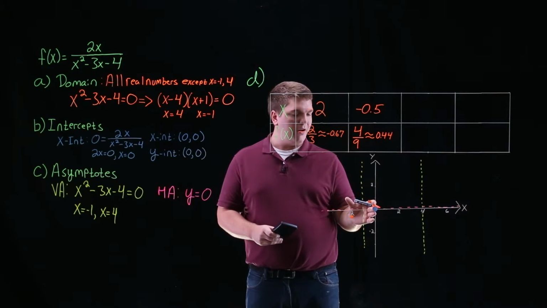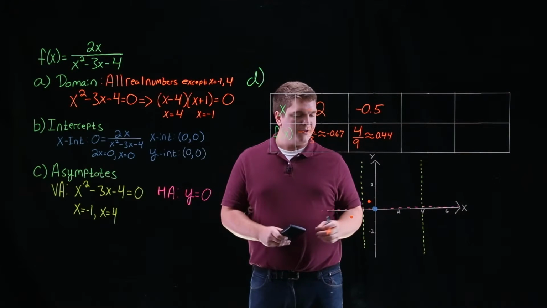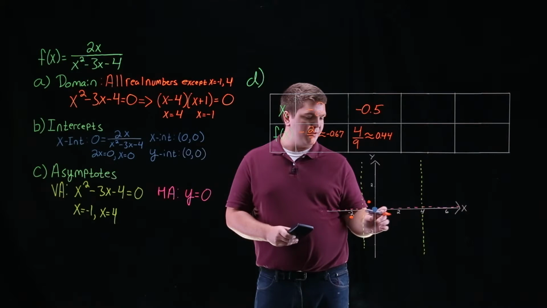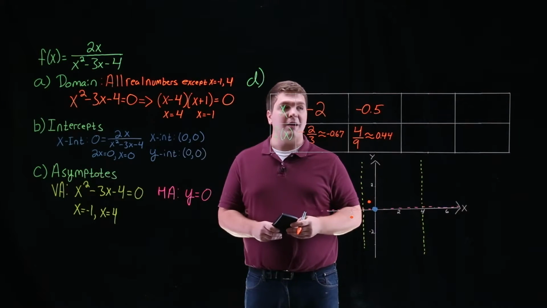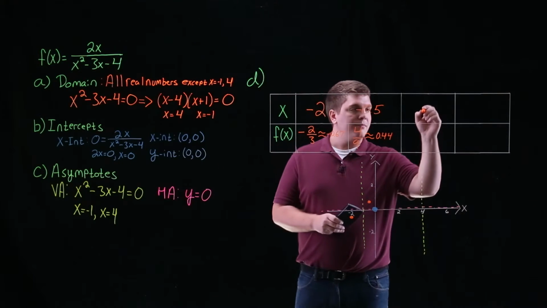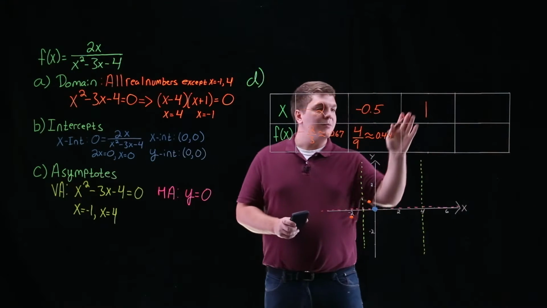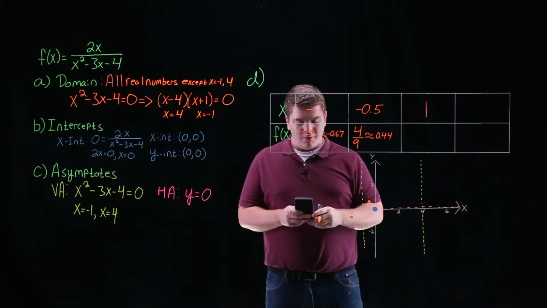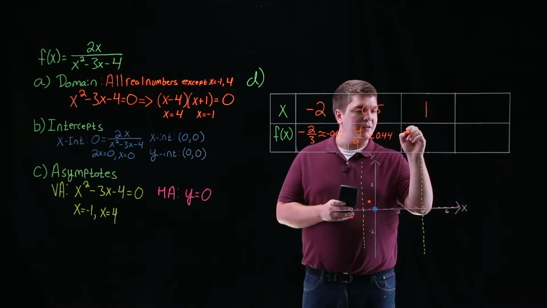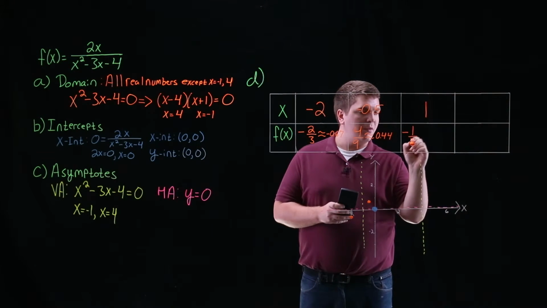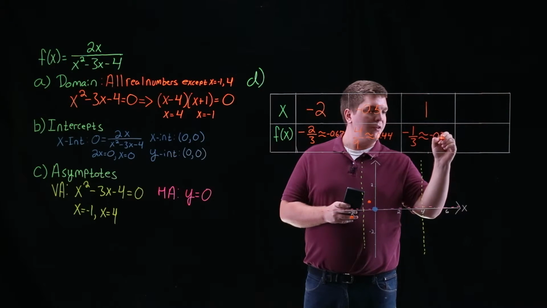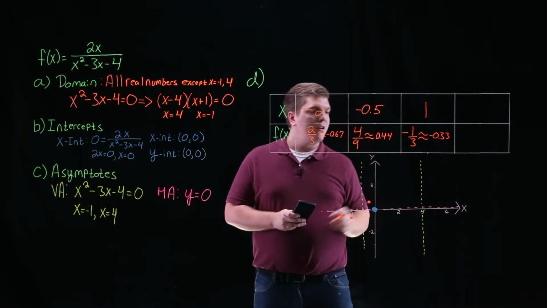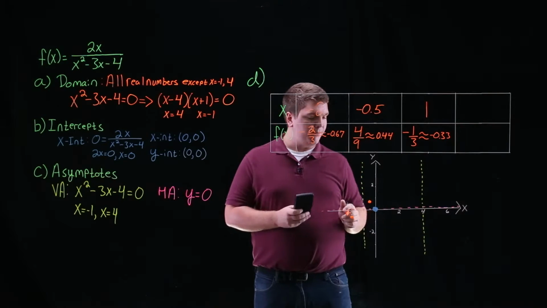Continuing along, we'll want to plot a point to the right of the origin. So let's plot a point somewhere in between x equals 0 and x equals 4. Let's just do x equals 1. If we substitute 1 into our function, we see that the function value is -1/3, which is approximately -0.33. So we can go ahead and plot this point.